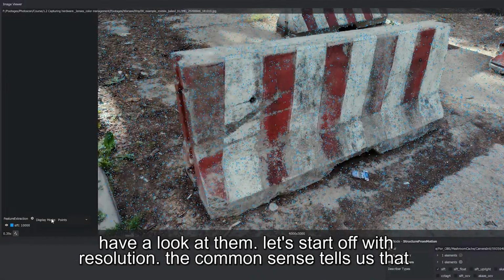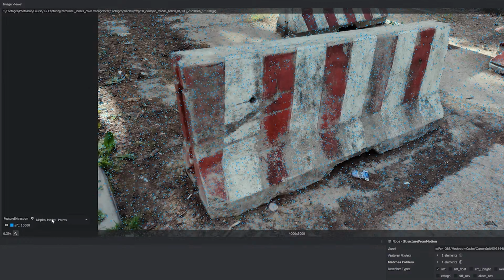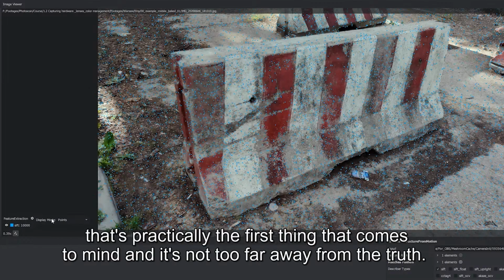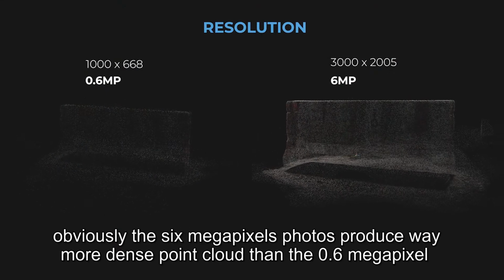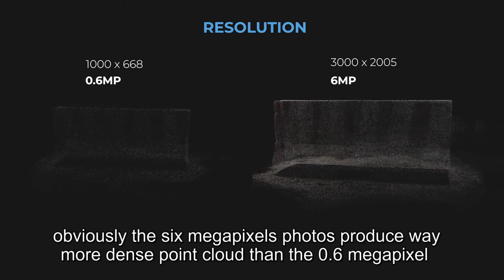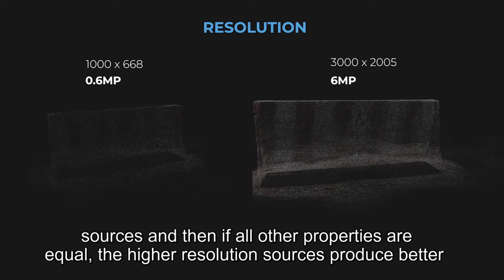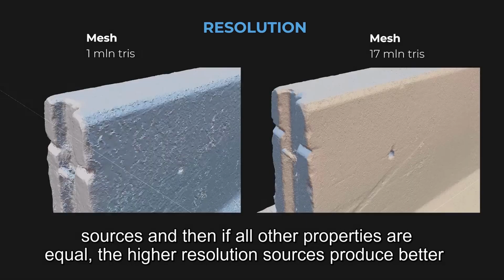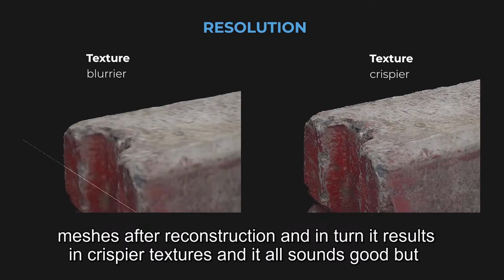The common sense tells us that the more pixels have the source photos, the more points there will be after the alignment process. That's practically the first thing that comes to mind, and it's not too far away from the truth. Obviously, the 6 megapixels photos produce way more dense point cloud than the 0.6 megapixels sources. And then, if all other properties are equal, the higher resolution sources produce better meshes after reconstruction, and in turn, it results in crispier textures.